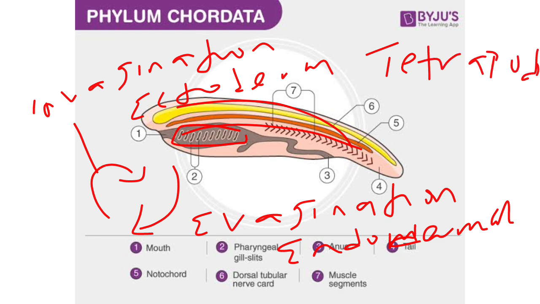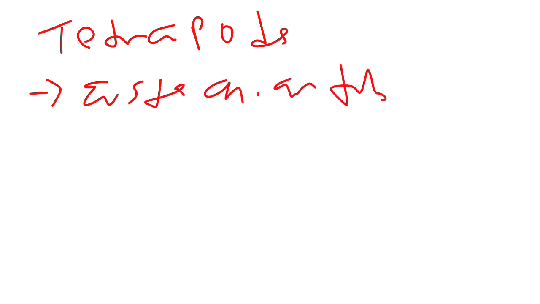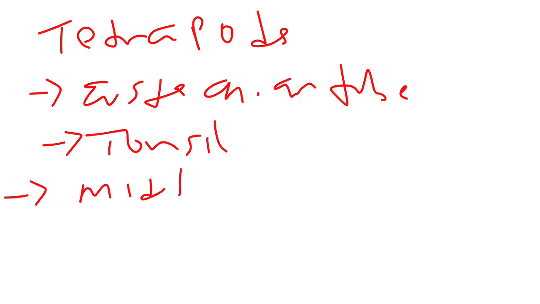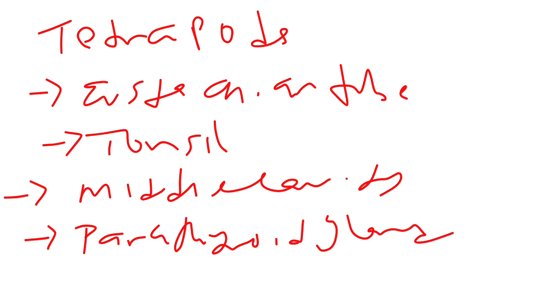Now, in tetrapods, they form these pharyngeal slits. What are the things that they form? They form the eustachian tube, the tonsil, the middle ear cavity, and the parathyroid gland. So these are the things that they form in tetrapods. You understand? In animal with 4 legs, we also have an animal with 4 legs.